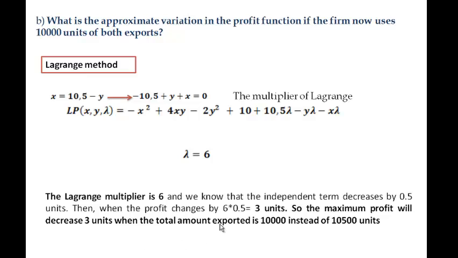Then the profit changes by 6 times 0.5, equal to 3 units, so the maximum profit will decrease by 3 units when the total amount exported is 10,000 instead of 10,500 units. That is to say, if we increase the independent term by 1 unit, the objective function, the profit function, increases by 6 units. As in this case the independent term decreases by 0.5 units, the objective function changes by 3 units when the total amount exported is 10,000 instead of 10,500 units.